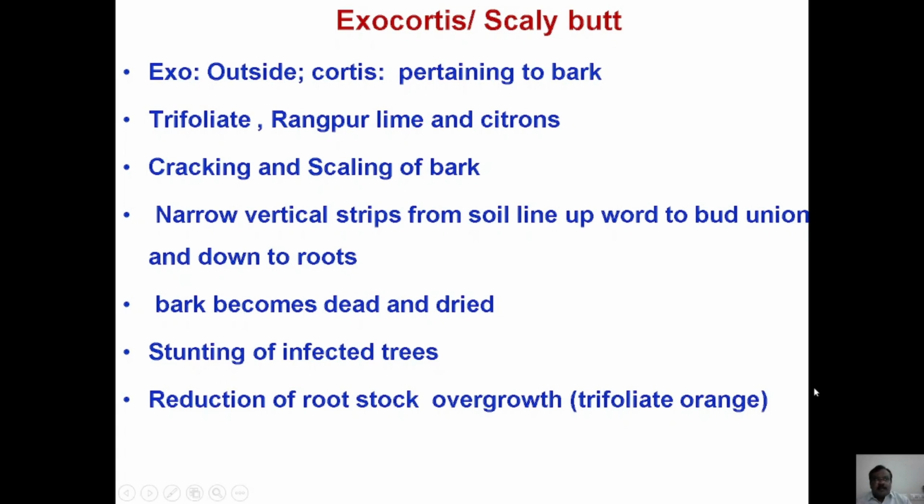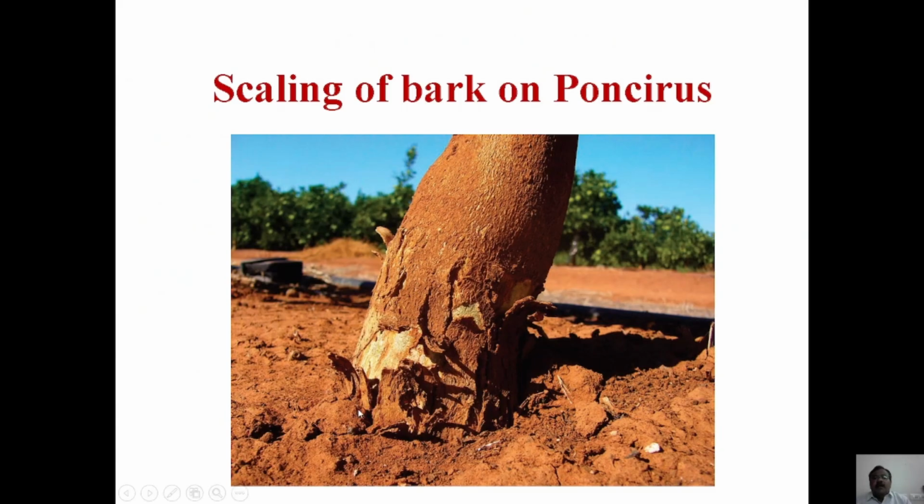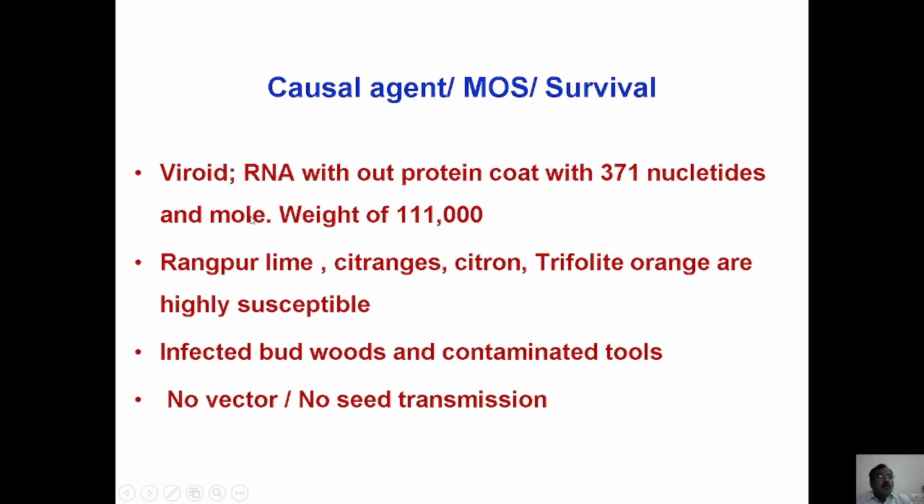The bark of the affected plants becomes completely dead and dried off, and the affected plants are stunted in growth, and it reduces the growth of rootstocks, especially in the trifoliate orange. This is the scaling of bark, especially on Poncirus. The causal agent is a viroid, that is Exocortis viroid, which is an RNA without protein coat with 371 nucleotides and a molecular weight of 1,11,000. Rangpur lime, citrus oranges, citron, trifoliate orange are highly susceptible, and it spreads through infected budwood as well as contaminated tools. But there is no vector, and no seed transmission is reported for this Exocortis viroid.